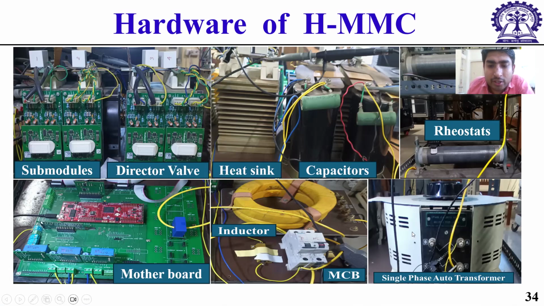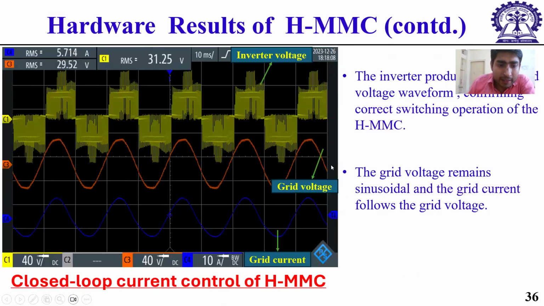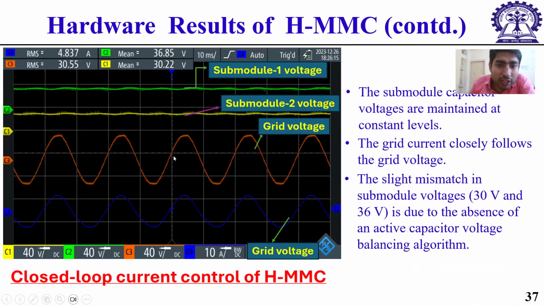This is my inductor, and this is the single phase auto transformer. And here is the backside sub module capacitors, and this is the heat sink. And this is the rheostat, which is connected with the sub module capacitor for generating the load. These are my hardware results of the HMMC. This is the open loop results of the HMMC. This is the closed loop current of the HMMC. And this is also the closed loop current of the HMMC where some module voltages are also represented.